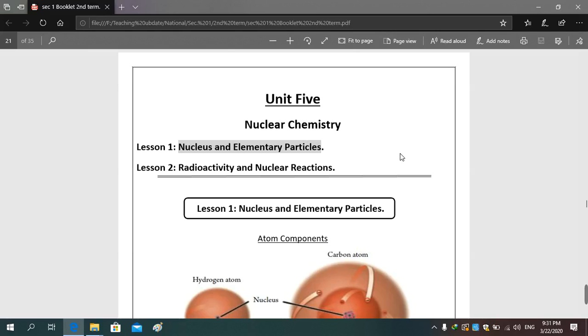Let's continue our curriculum, starting with Unit 5, the last unit in the Secondary 1 curriculum, speaking about nuclear chemistry. We have two chapters here. Chapter 1, or Lesson 1, speaks about the nucleus and the elementary particles. Chapter 2 speaks about radioactivity and the nuclear reactions.